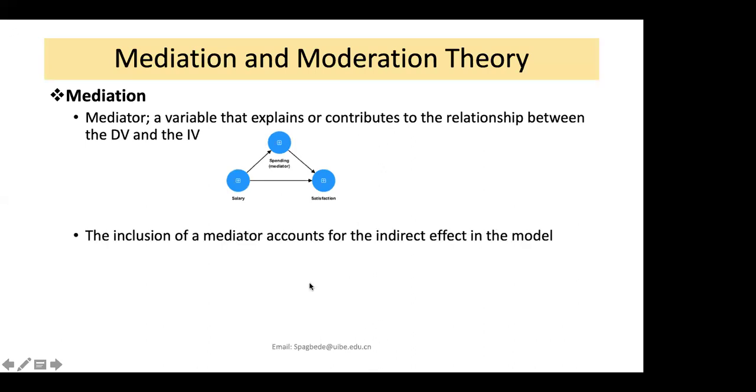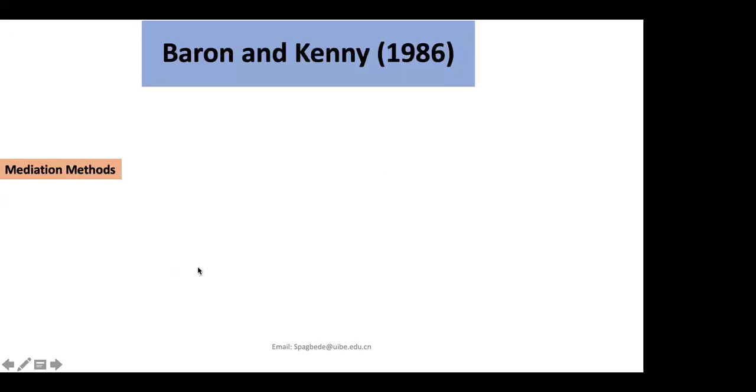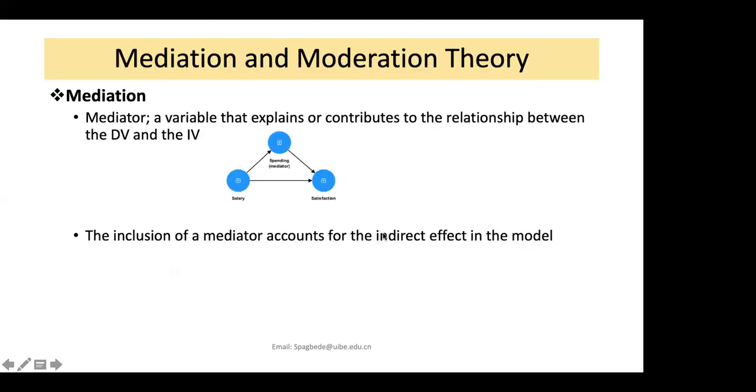Now, when we include a mediator in a path model or in our model, the mediating variable accounts for what we call the indirect effect in the model.